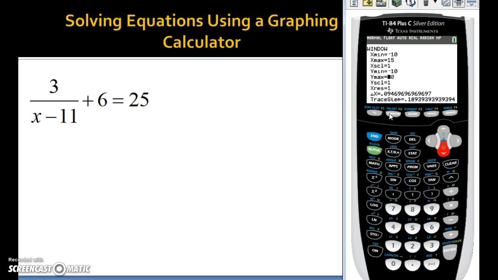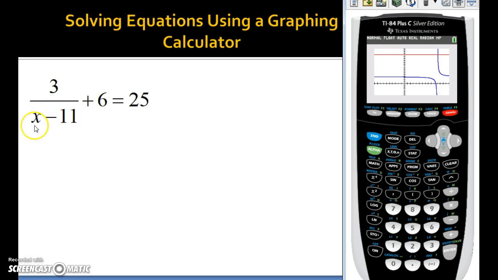and we need to increase our y max to make sure that we can see 25. So once again, you're going to pick a number that's greater than 25. I'm going to pick 30 because that's greater than 25. You can pick any number you want that's greater than 25. Then hit graph. You'll see that same blue rational equation show up. And now you see a horizontal line at 25.